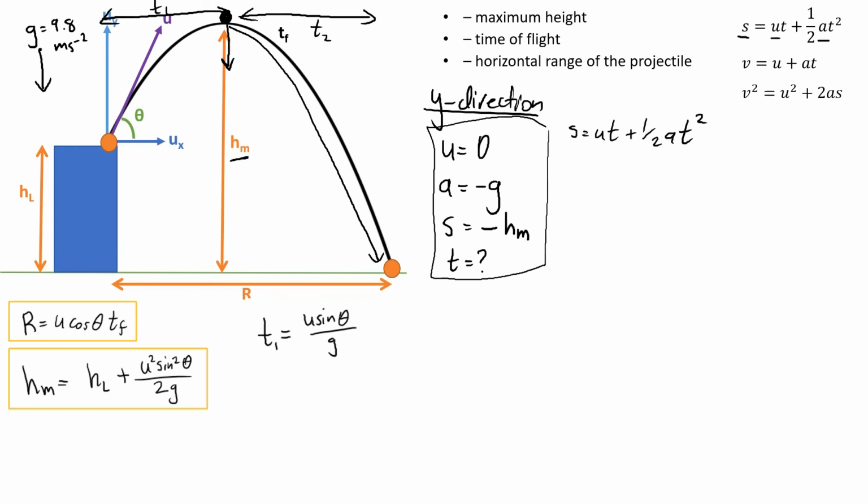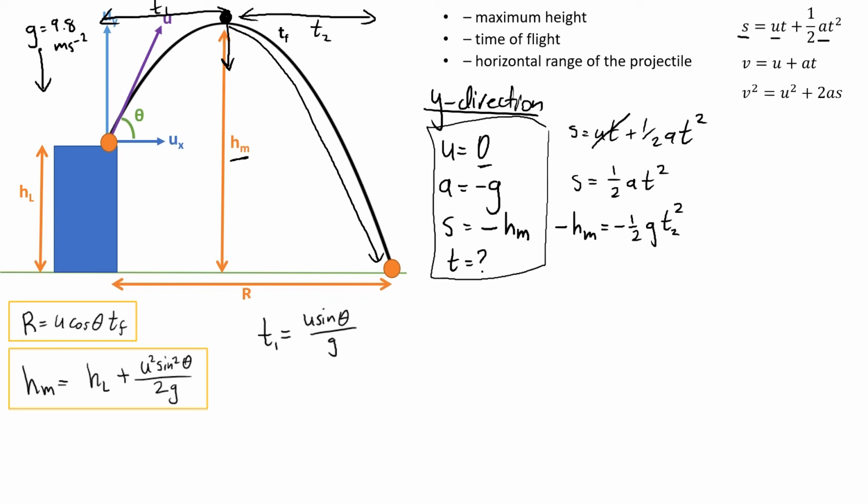Right off the bat, we can cancel out that ut because u is equal to 0. So s is now equal to a half at squared. Now let's sub in what we know. Negative hm is equal to negative a half gt squared, where t is t2. That's what we're going to name it.